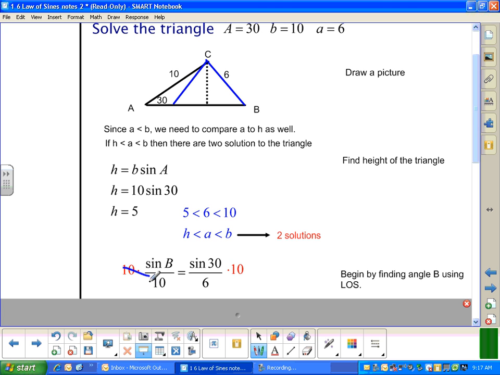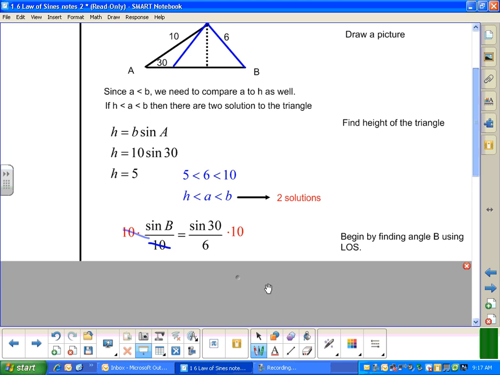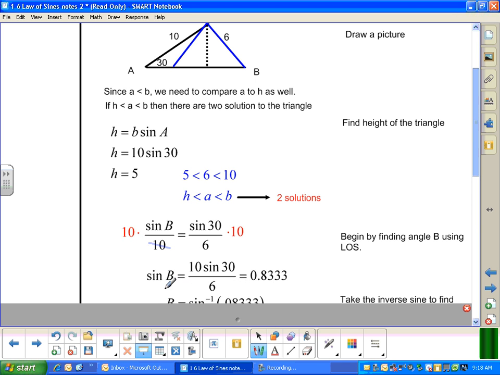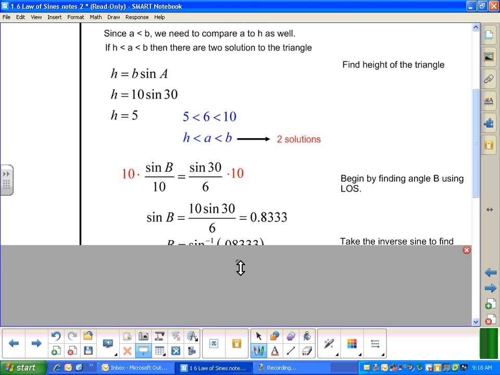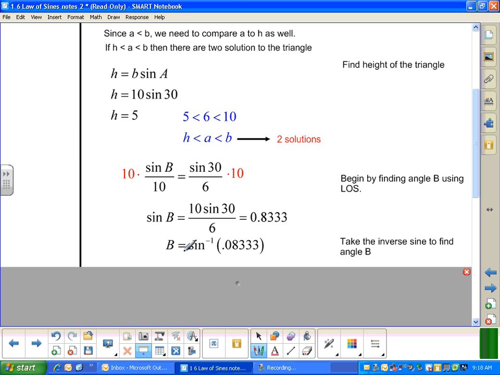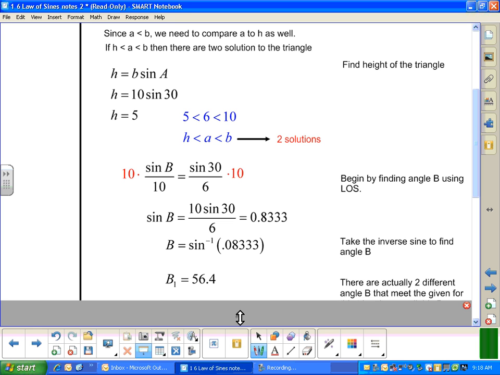So I multiply both sides by 10 to clear the denominator so that I can isolate the sine of B. Okay. So that's going to simplify to sine of B is equal to 10 times the sine of 30 divided by 6, and then that's equal to 0.833333. And then, of course, we take the inverse sine to get the angle. Once we do that, we get that the angle is 56.4. Now remember, that's only one of the possibilities for angle B.